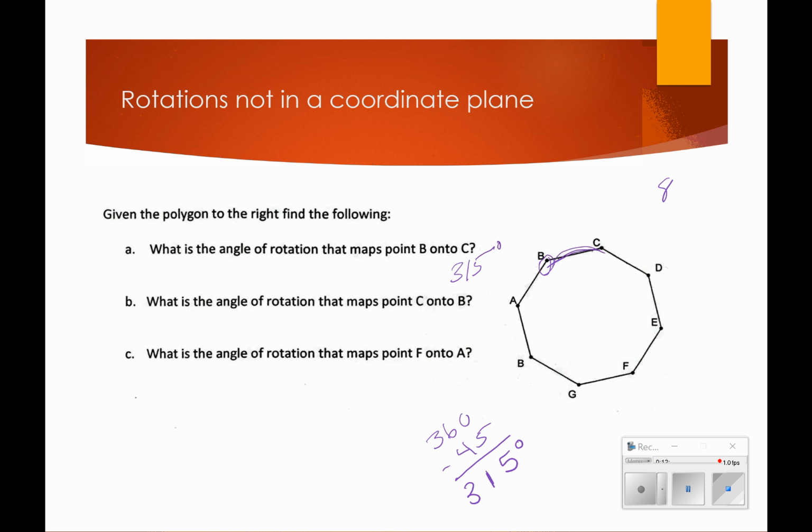All right, so then what is the angle of rotation that maps C onto B? Well, we just said that's 45 degrees. Because we're just going to make 1 turn. And that maps F onto A. So I'm going to go 1, 2, 3, 4, 5 over to A. So 45 times 5 is 225 degrees.